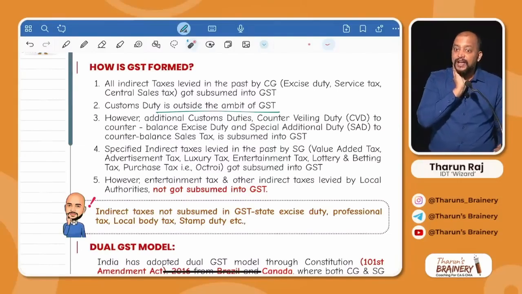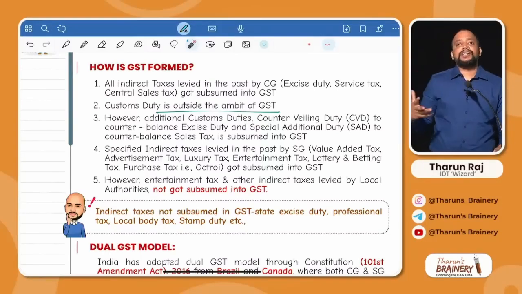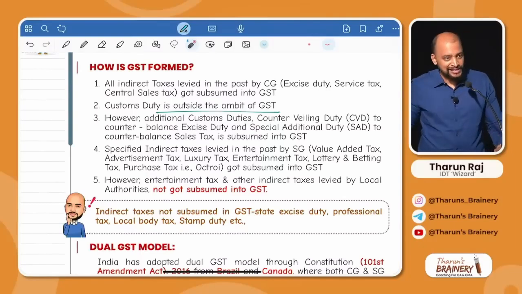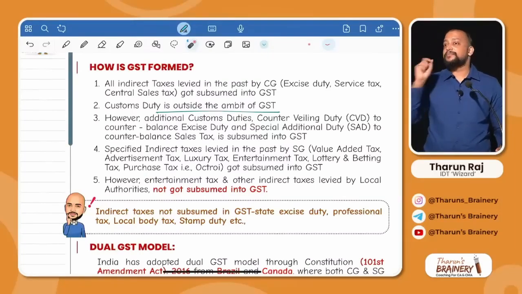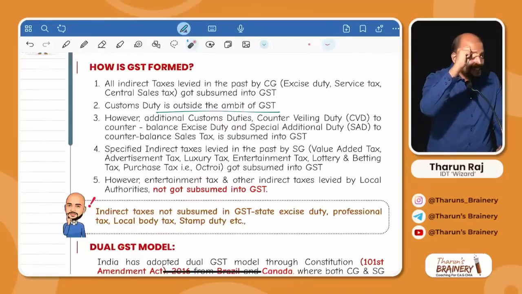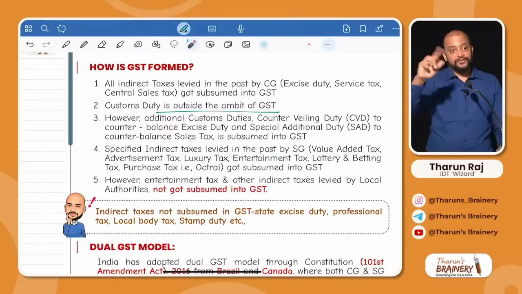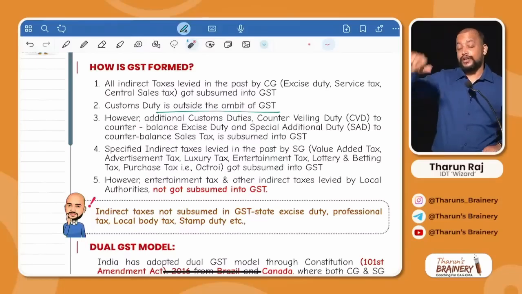Next, professional tax, have you heard of it? That professional tax is also not subsumed into GST. These are some examples. In MCQs, what they will do is ask which of the following is not subsumed into GST, and they will give one such option. That's why you should also know what is not subsumed.